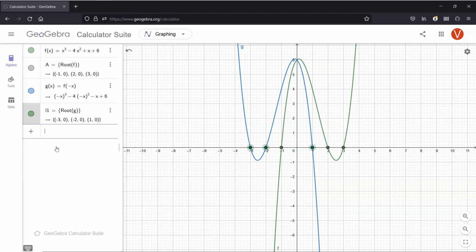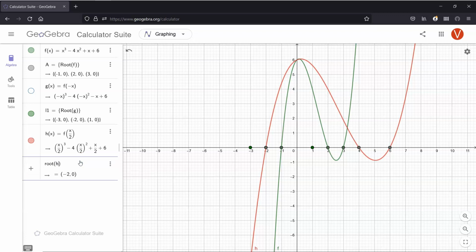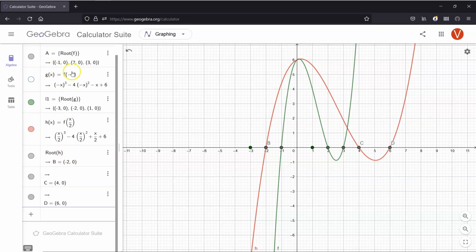So in this case, what do we do? Let's continue with f itself. So now I will say h of x is equal to f of x by, if I want twice, I'll say x by 2. So now again, let me hide whatever is not required. My original roots were minus 1, 2, and 3. Now my roots are what? Minus 2, 4, and 6, which are the roots of this h. So minus 1 times 2 is minus 2, 2 times 2 is 4, 3 times 2 is 6. So I have basically come out with another equation which gives me twice the roots of f.